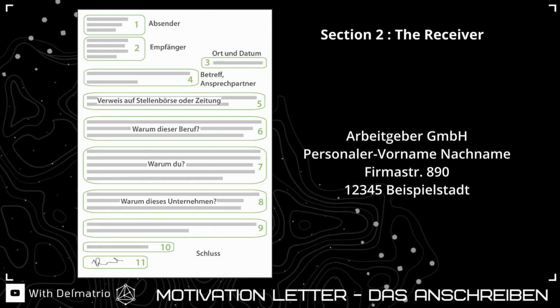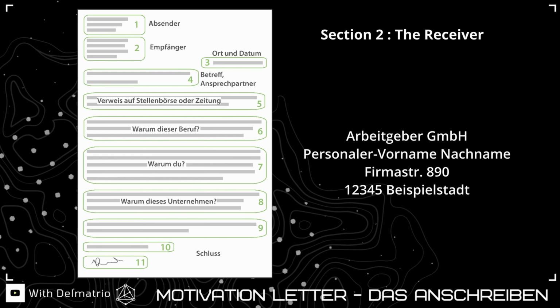You start with the name of the company, for example, Arbeitgeber GmbH. Under it, if you know the name of the contact person, you write his name there. Otherwise, you leave it empty and you write the address of the company you are sending this motivation letter to. You write the street name, Firma Straße, for example, and the house number 890, and the zip code of the city 12345, and the name of the city, Beispiel Stadt.